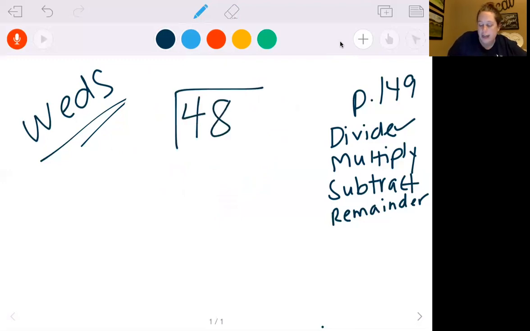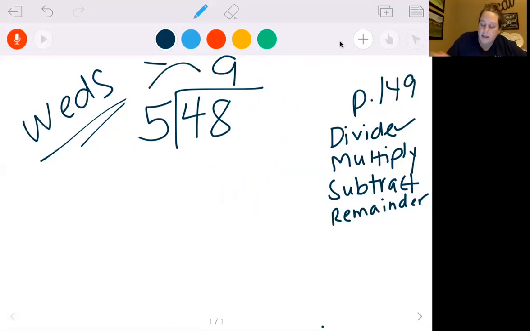Let's do 48 divided by 5. So I'm going to count by 5. So let's do that. 5, 10, 15, 20, 25, 30, 35, 40, 45, 50. So 45 is as close as I can get. And I know that 5 times 9 is 45. So 5 goes into 48 9 times.